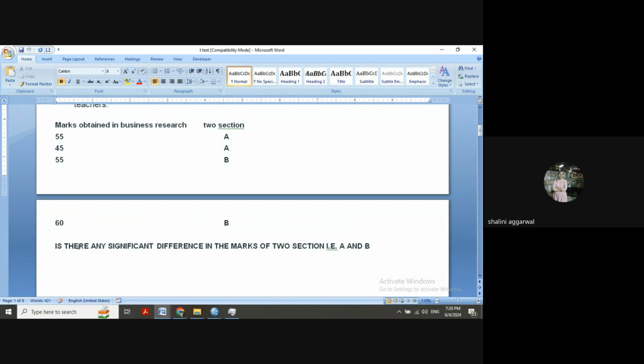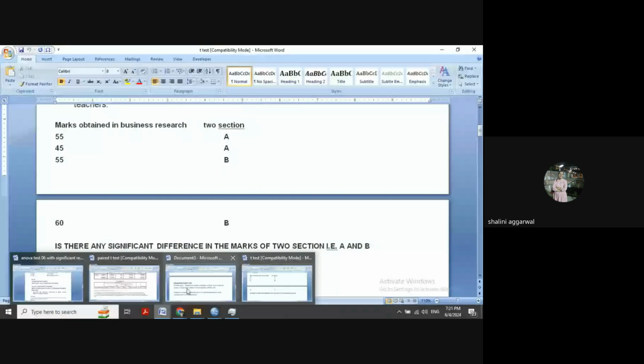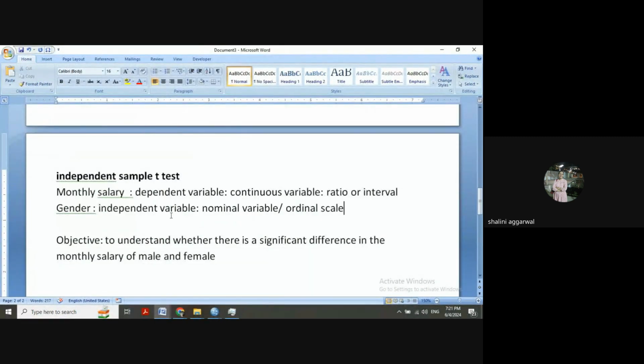So what we are trying to see here is whether there is any significant difference in the marks of two sections, that is A and B. We are trying to see whether section A has got more marks or section B has got less marks, or there is no significant difference in both the sections. Both the sections' students are very intelligent. So this is what your independent sample t-test is, right? And this is the requirement.